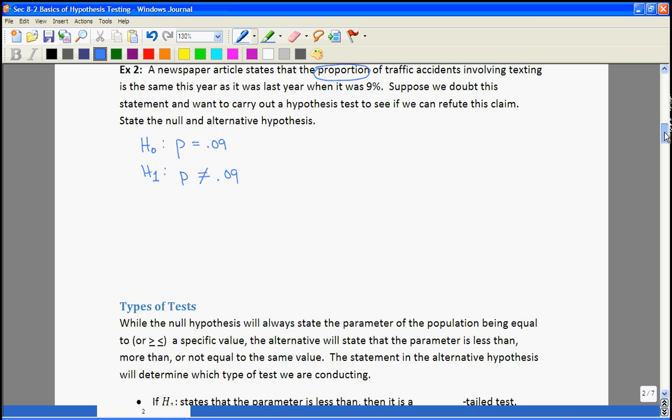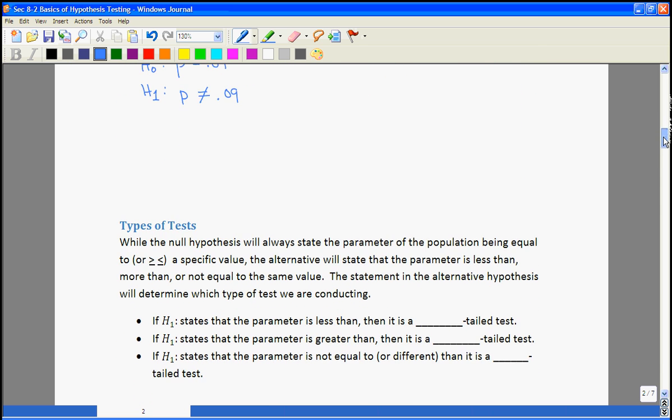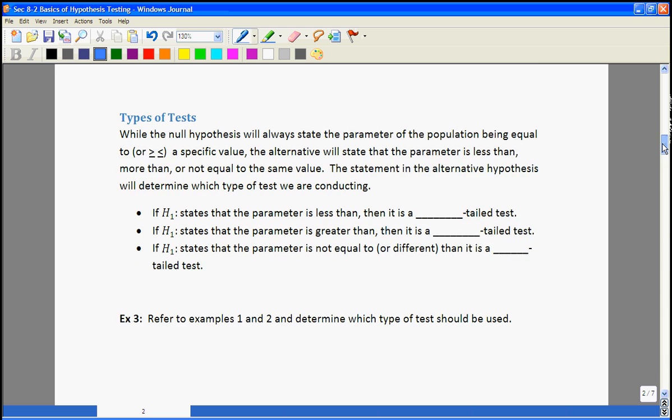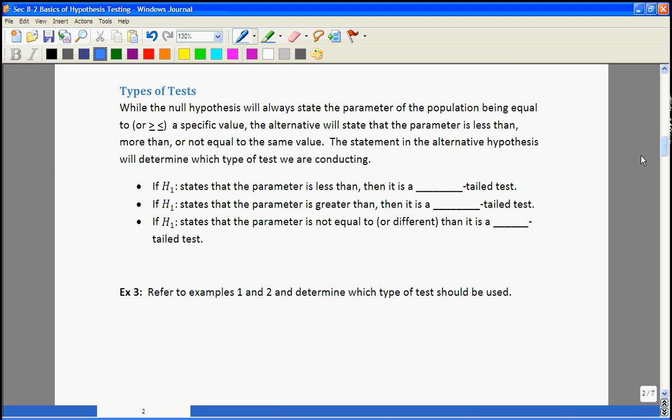Once we have our hypothesis stated, we want to move on to what type of test we will be conducting. While the null hypothesis will always state the parameter of the population being equal to or greater than or equal to or less than or equal to a specific value, the alternative will state that the parameter is less than, so there's your less than symbol, or more than, or not equal to that same value. The statement in the alternative hypothesis will determine which type of test we are conducting. So it's important that we get that one correct.